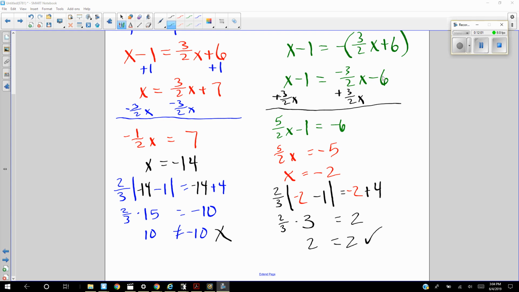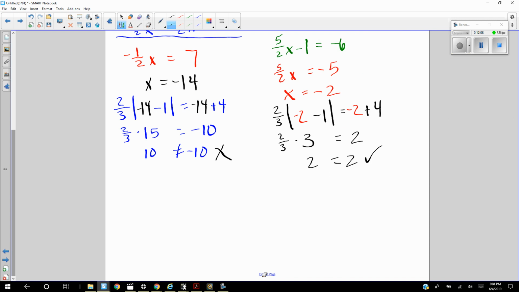So you can see that negative 14, again, yields a false positive, which means our only solution to this problem is negative 2.